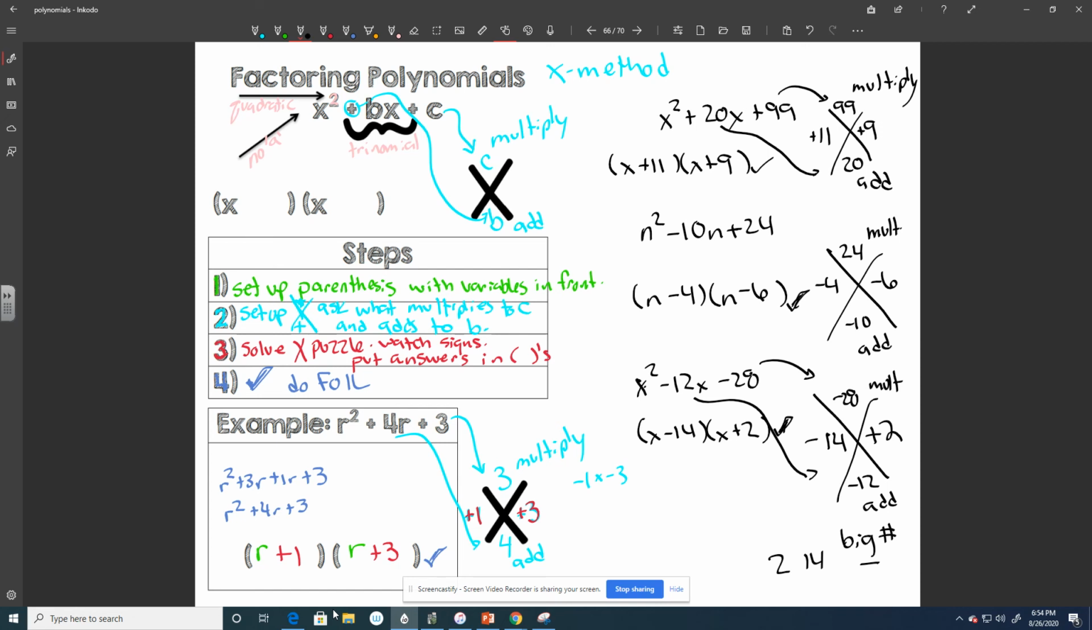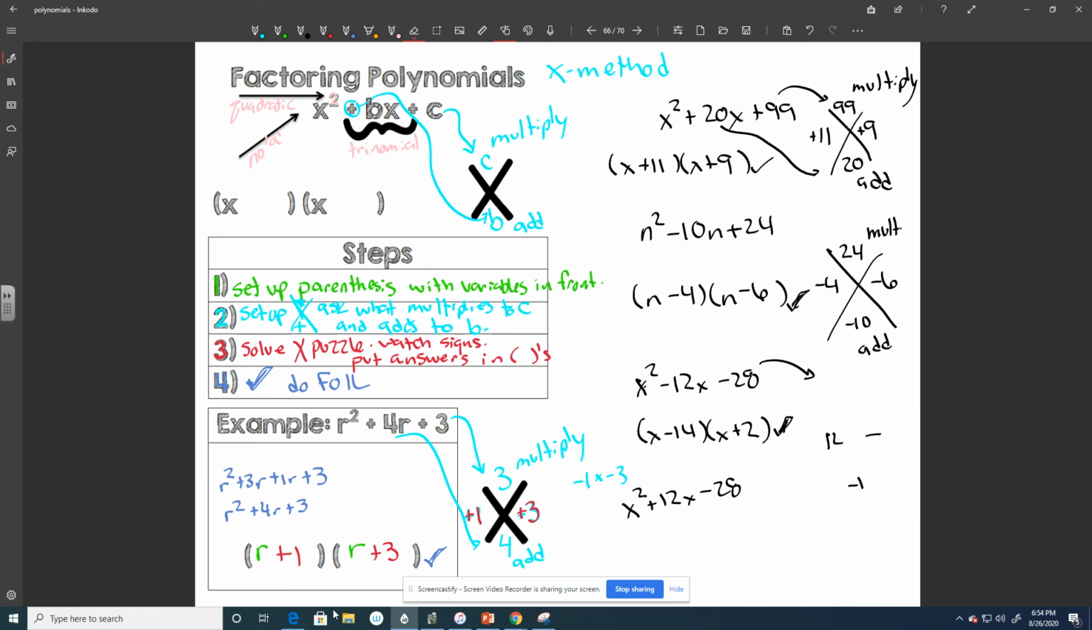Now, what if I lied? I'm going to do one more example. What if I have the same thing, the x squared, but instead of a negative 12x, it was a positive 12x minus 28? I'm going to erase a little bit of this so that I have a little bit more room to work. I guess I could have just scrolled down.